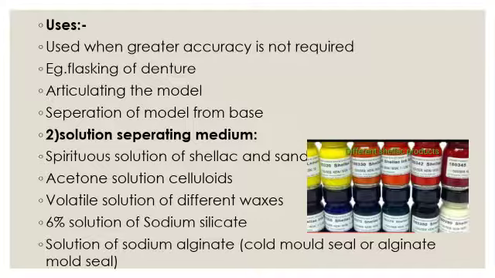And next is solution separating medium, that is spirituous solution of shellac, acetone solutions, celluloids, etc. are used, and volatile solutions of the different waxes can be used as a solution separating medium, and 6% solution of sodium silicate, and then solutions of sodium alginate. And sodium alginate is most important. And sodium alginate means cold mold seal or alginate mold seal.